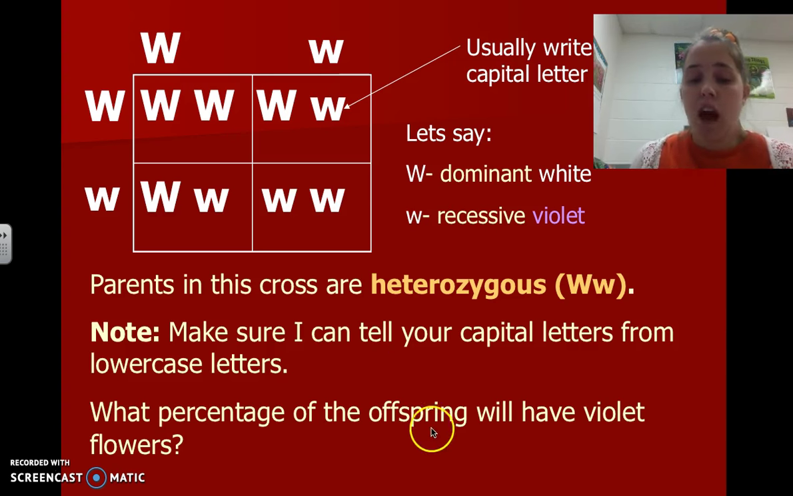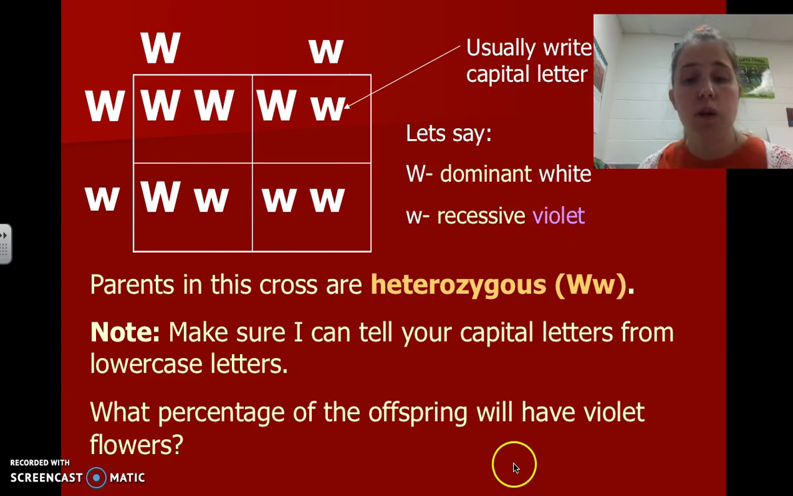So what percentage of the offspring will have violet flowers? Well, remember, any time that there is a big capital letter, it's going to show up in the phenotype. So what phenotype will this one have? Well, it's 2 big W's. Big W is white, so this guy will be white. There's a big W and a little w. Well, the big W is there, so the dominant trait's going to show up, so this flower is white. Big W, little w, this flower is white. This one has 2 little w's, so this one must be violet.